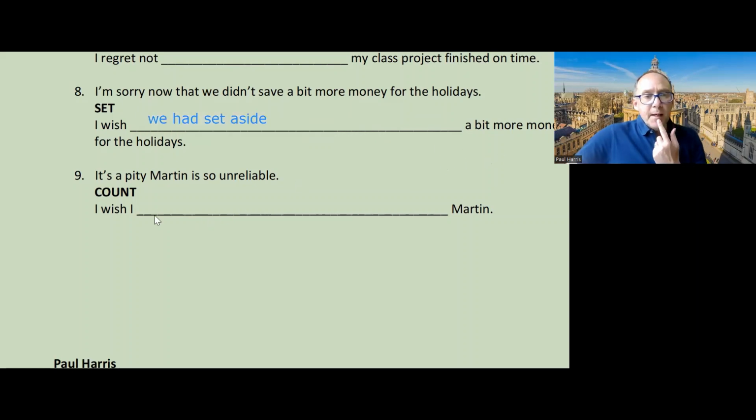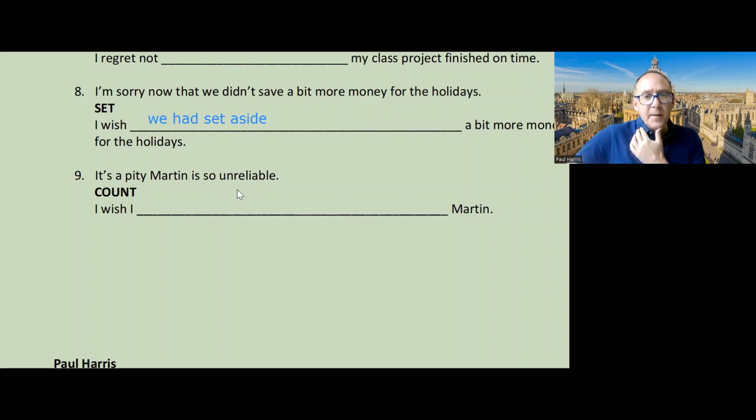Okay, let's move on to the last one. It's a pity Martin is so unreliable. We're going to use something with count, and it looks like here we're using wish. You can see here that the sentence is written in the present tense. So that will give us a sentence here with wish in the past tense. And we're going to have to find some way of referring to this question about reliability.